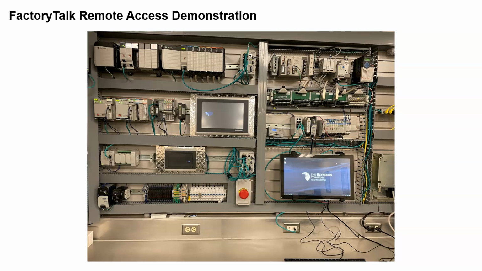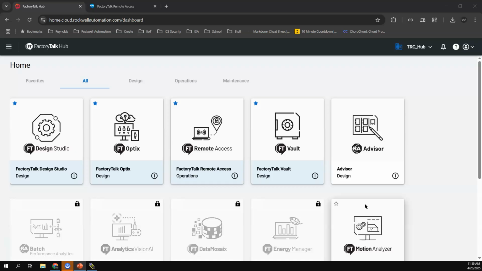So in this demonstration, we will make a remote access connection from FactoryTalk Hub directly to that 6300P panel PC. So to do that, we're going to start here in FactoryTalk Hub. And when you first log into FactoryTalk Hub, you'll find various cards with the various pieces of the hub. For this demonstration, we're going to click on Remote Access.